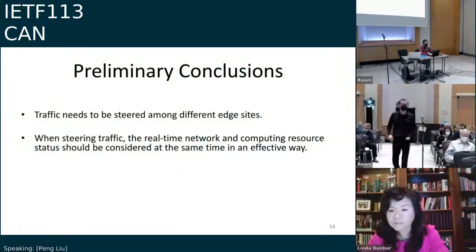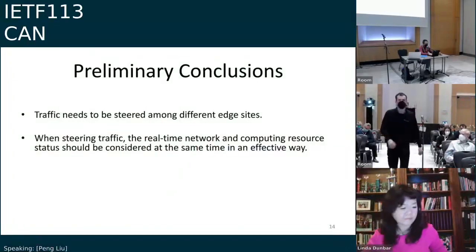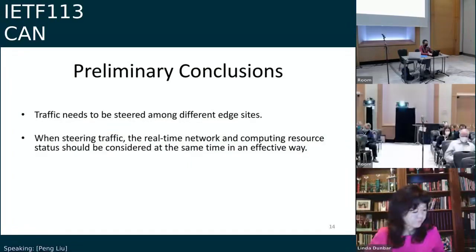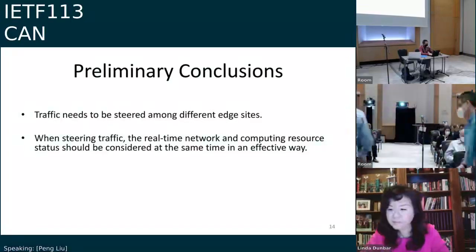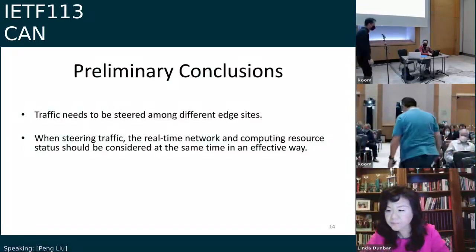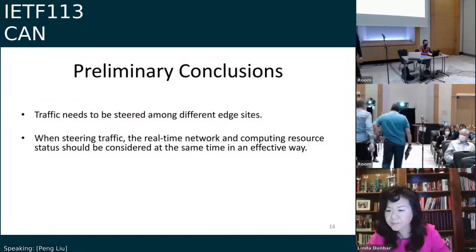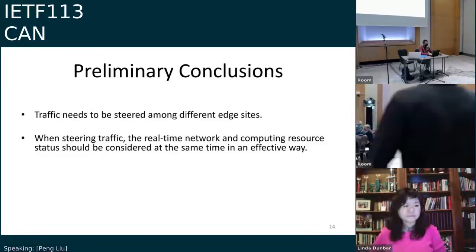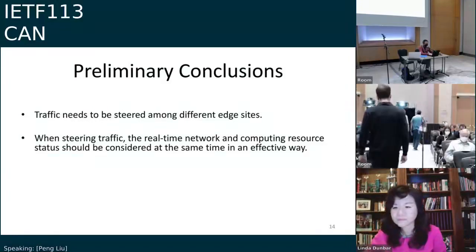Here we summarize 2 preliminary conclusions. First is that traffic needs to be steered among different edge sites, and when steering traffic, the real-time network and computing resource data should be considered at the same time in an effective way. Okay, that's all. Thank you.